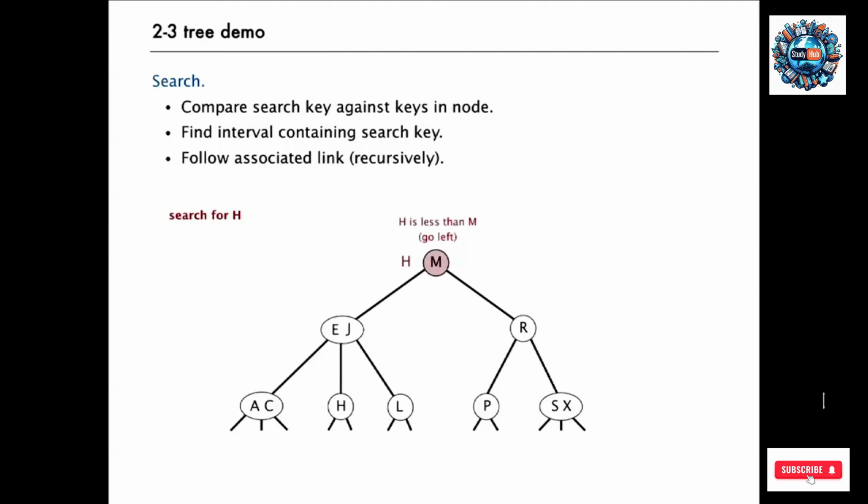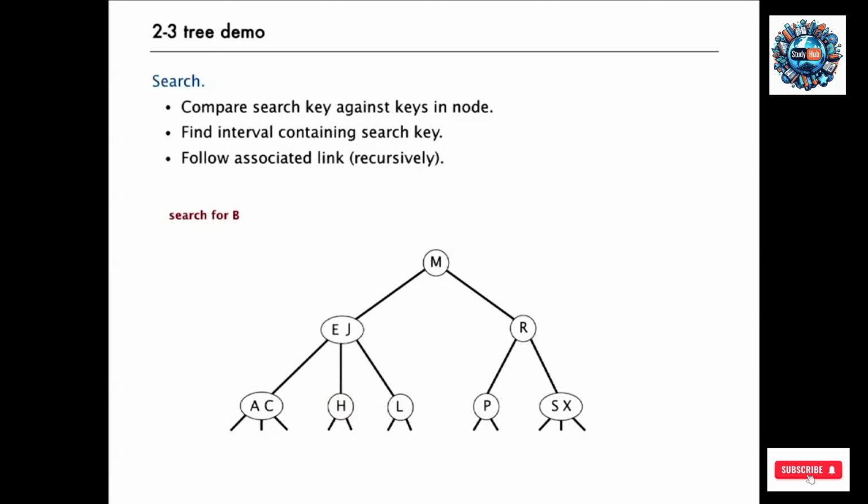So if we're looking for H, it's less than M, so the only place it could be in this 2-3 tree is in the 2-3 tree on the left link, so we follow the left link. Now we compare H with E and J, and in this case it's between, so now we're going to take the middle link. That's the only place that H possibly could be. And in this case, that one node 2-3 tree contains H, so that's a search hit.